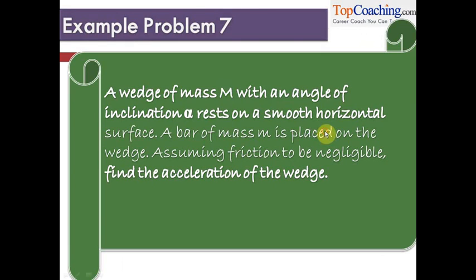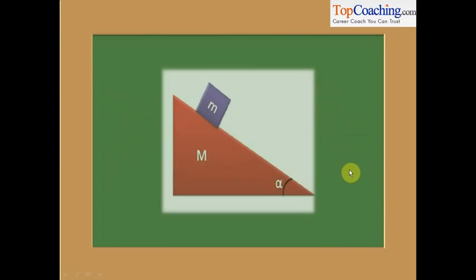Here's an example problem related to pseudo force. A wedge of mass m with an angle of inclination alpha rests on a smooth horizontal surface. A bar of mass m is placed on the wedge. Assuming friction to be negligible, find the acceleration of the wedge. So, what's up in this question?